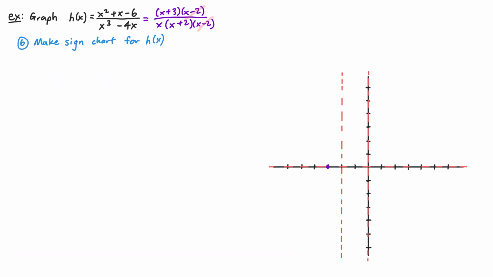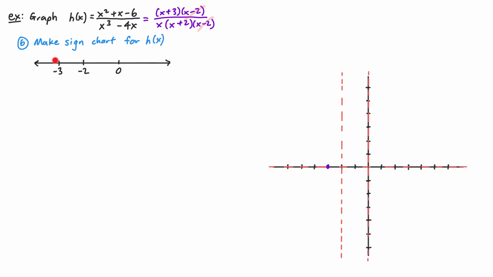In step 6, we want to make a sign chart for our function. So draw a number line, and on our number line, we want to put down our x-intercepts and vertical asymptotes. Our x-intercept is at -3, and then we have vertical asymptotes at -2 and 0. This divides our x values into 4 intervals, and we want to find the sign of our function on each of those intervals. So what we're going to do is pick an x value in each of the intervals, plug them into our function to see what the sign of the output is.